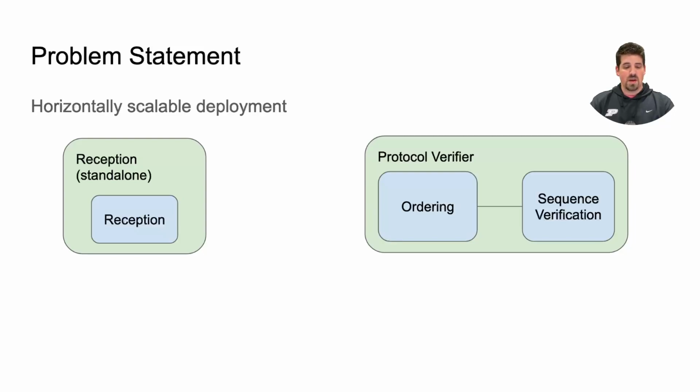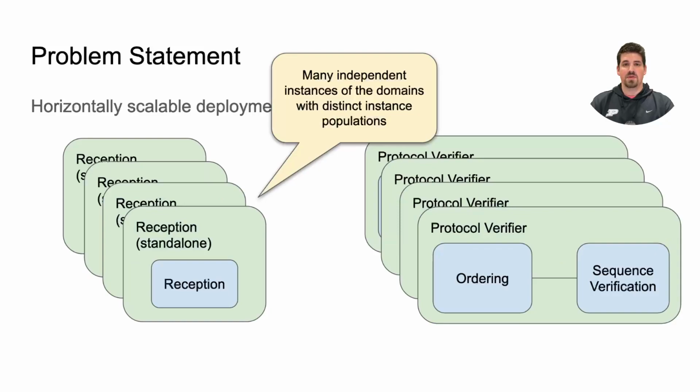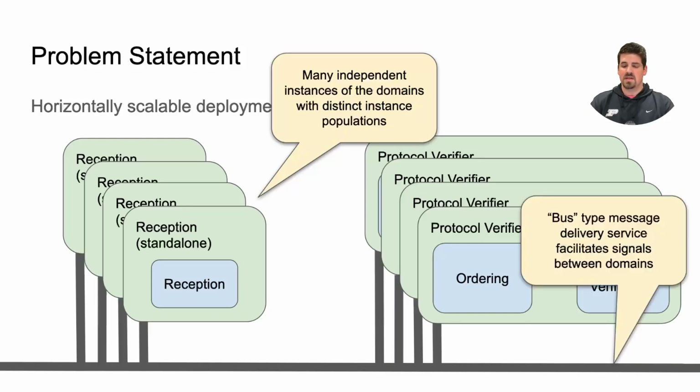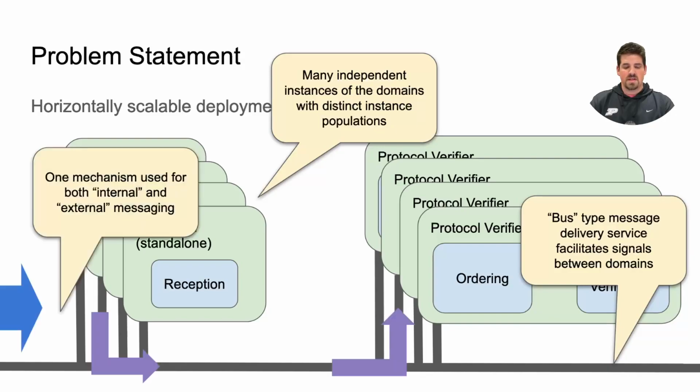In addition, we need to be able to dynamically scale these to multiple instances of all the domains with their own independent instance populations. What we need is some sort of bus type of message delivery system that allows these domains to communicate with one another. This system needs to be able to work for both internal messages, so messages between the domains in the modeled system, as well as external messages, such as data coming from the outside world and different types of systems.